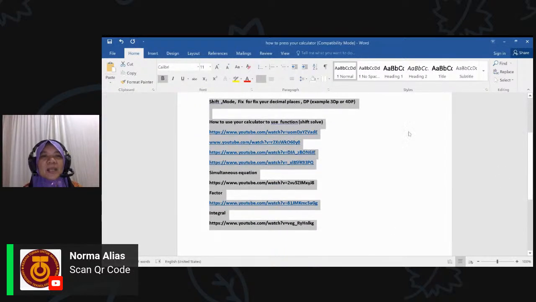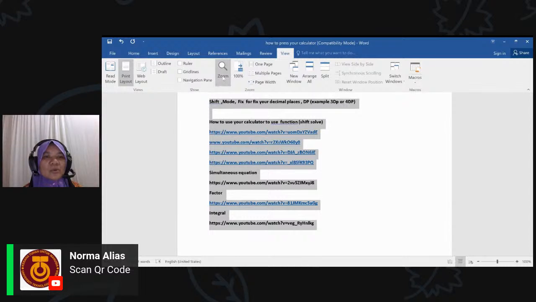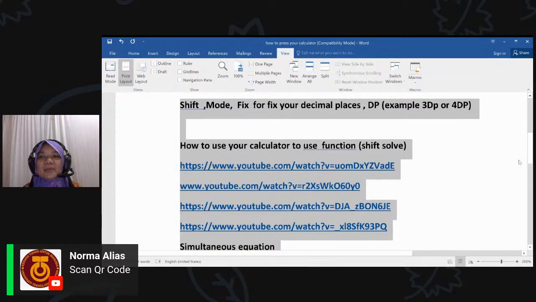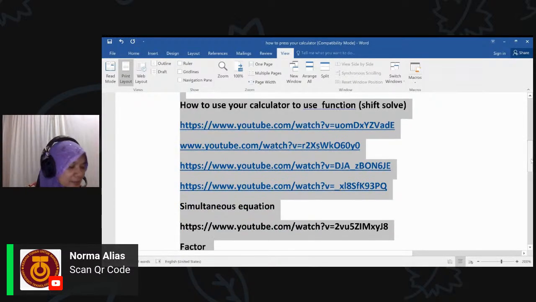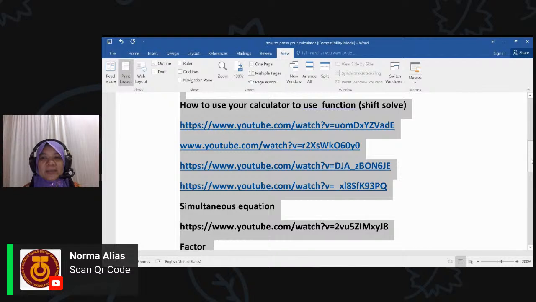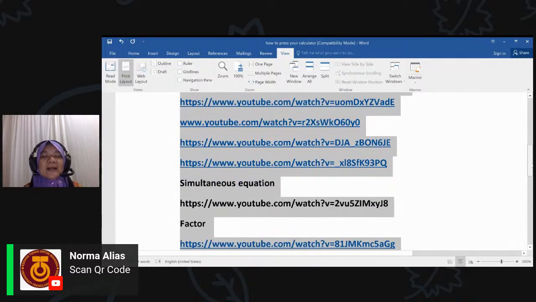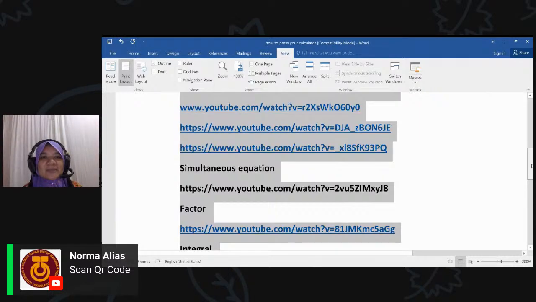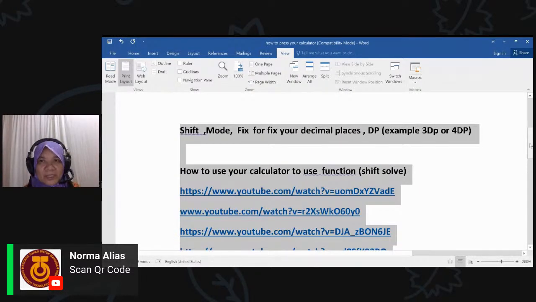I will send to your e-learning or to your Telegram the link on how to press your calculator, the way to use your calculator. You can use simultaneous equations for linear equations, integrals, find the factors using the calculator. At this moment, we are using 4 decimal places. How to press 4 decimal places? Keep in mind Mode Fix 4. Please press Mode Fix 4.